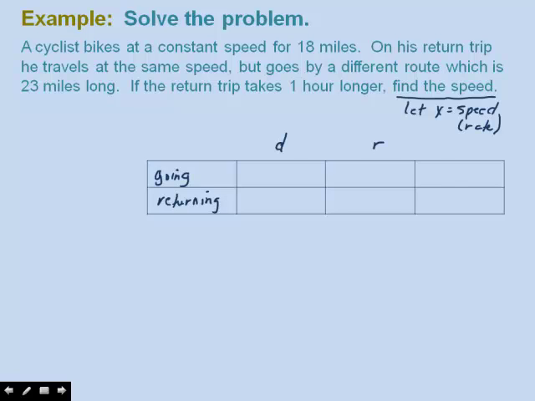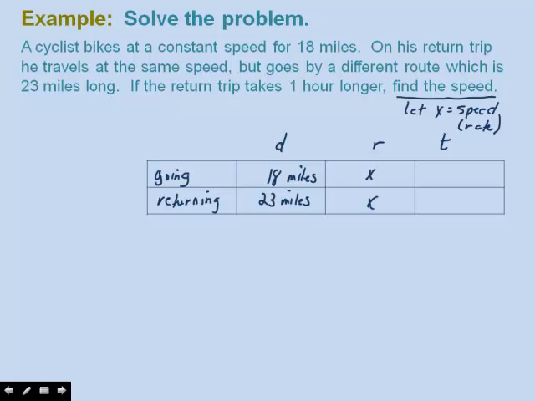And we've got our distance, rate, and time up here. So the distance when he went was 18 miles. On his return trip it was 23 miles. And he goes at a constant speed, and it's the same for both, and the speed was our x. So we can actually put x in for both of these rates.